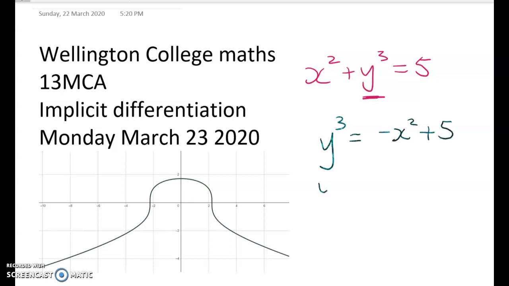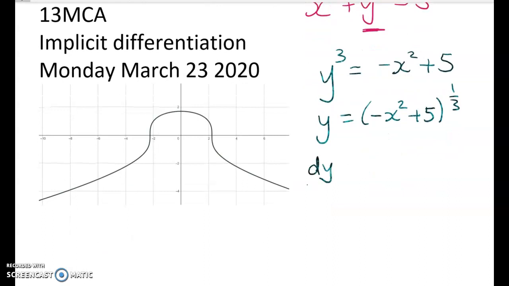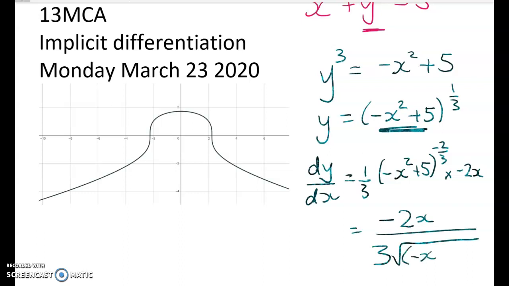What can I do now? Well, if I take the cube root on each side, this is what I get. y equals (negative x squared plus 5) to the power of 1/3. I can differentiate that using the chain rule. dy by dx will be 1/3 of (negative x squared plus 5) to the power of negative 2/3 times the derivative of the inside function, which is negative 2x. So cleaning that up, this is what we get. We get negative 2x over 3, and then we've got this.